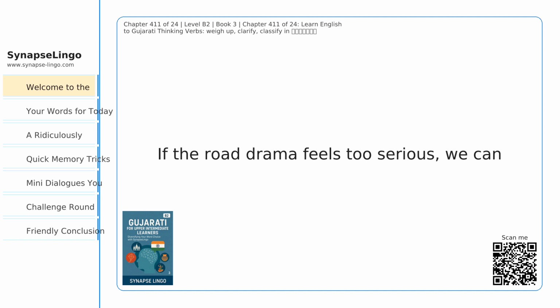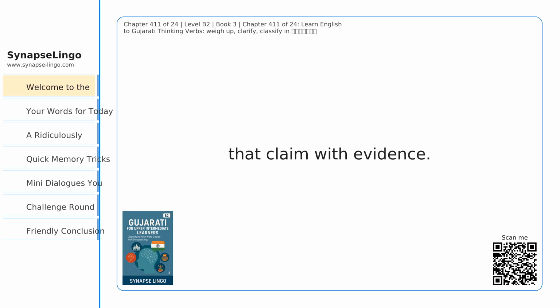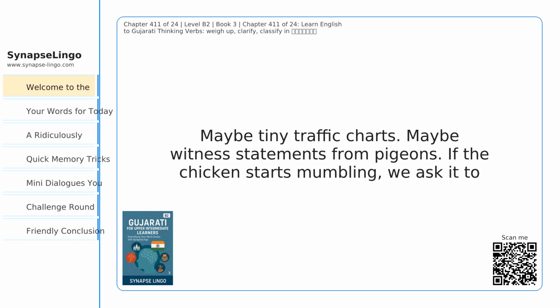If the road drama feels too serious, we can સાપેક્ષ બનાવવું the situation. If the chicken makes a bold claim like, this road is definitely evil, it should સમર્થન આપવું that claim with evidence. Maybe tiny traffic charts. Maybe witness statements from pigeons.